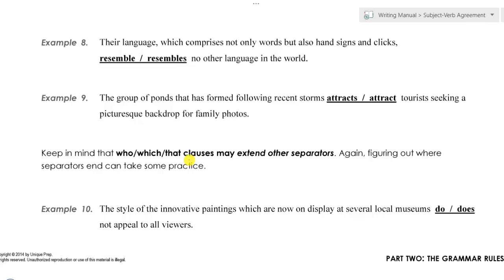So in example 8, we have their language. Then here's this which clause that would signal the start of our separator. We're going to end our bracket after clicks. Notice that a who, which, that clause is also sometimes marked off by commas, just like our appositive was. So that's a perfectly acceptable way to spot a who, which, that clause, to just think of it as a phrase between commas, very similar to the appositive.